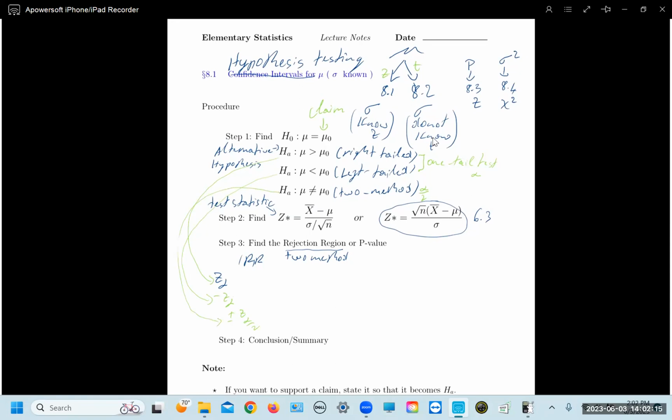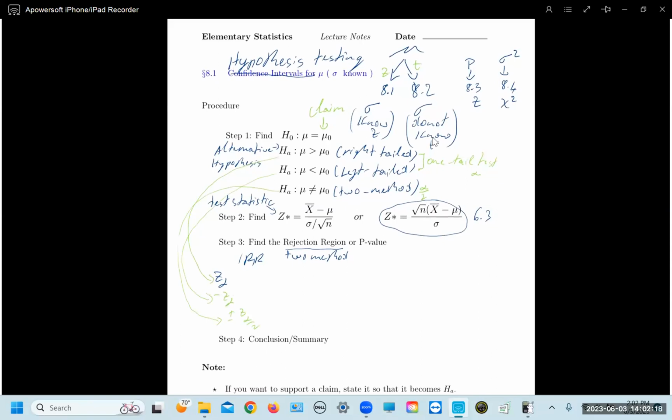As we know, we have 1.96, that's the alpha, and 2.58, and 1.64, and 2.33.